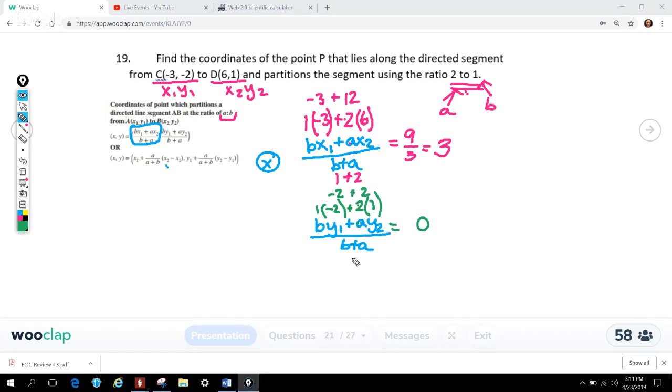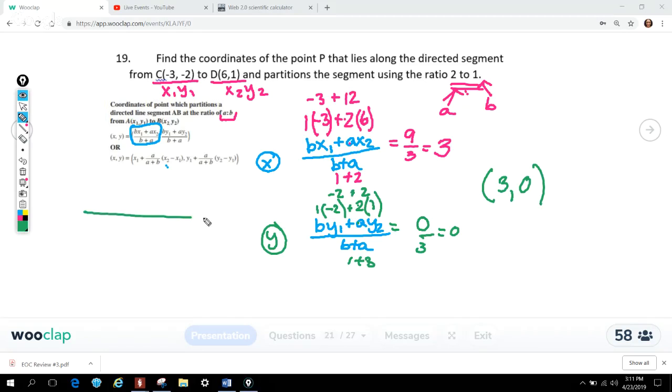We already know 1 plus 2 is 3. Anytime you have 0 divided by a number, you're always going to get 0. So this is going to give me 0. And this was us finding the y. For directed line segment, your answer is always going to be a coordinate. So my answer to this question is 3, 0.